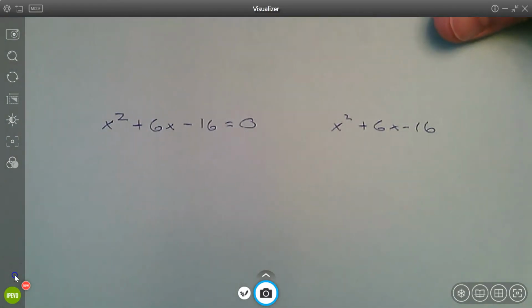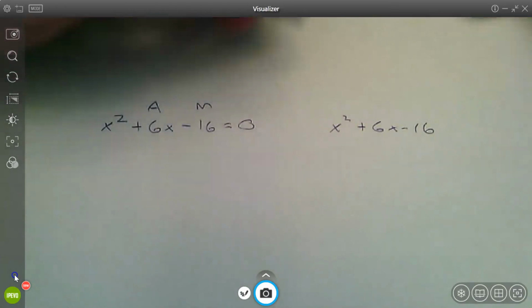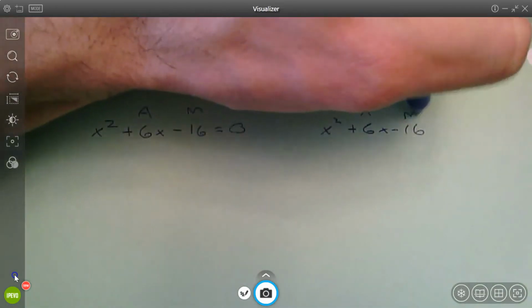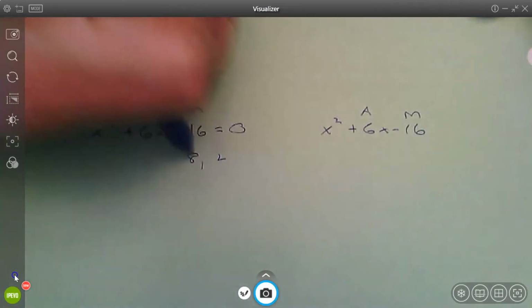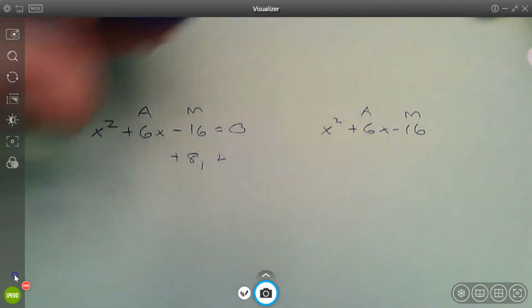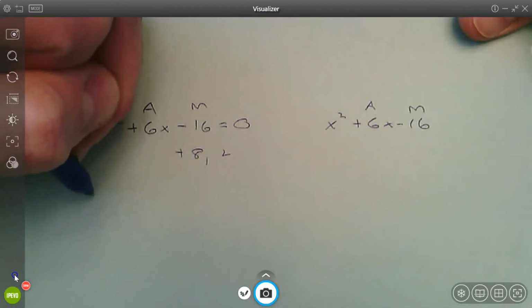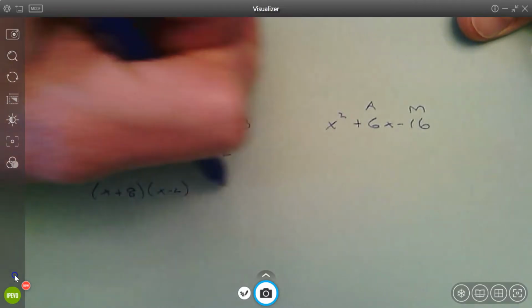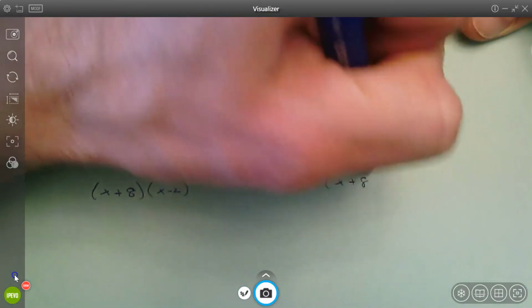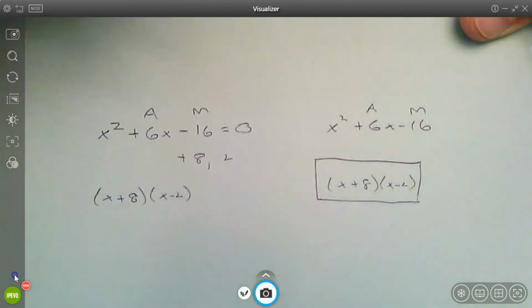So that's the difference here. I'm going to use factoring for both of these. I need two numbers that add up to 6 that multiply to negative 16. Same thing here. So those magic numbers are going to be 8 and 2. Since they add up to a positive, the bigger number is positive. So I would go through the factoring and I would end up with x plus 8 times x minus 2. Same thing here, x plus 8 times x minus 2.